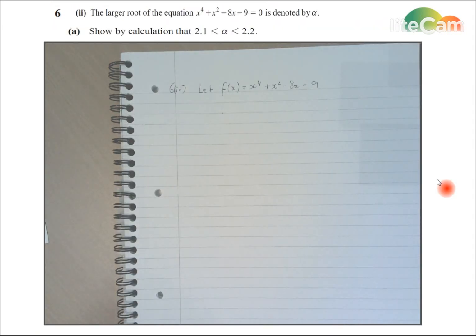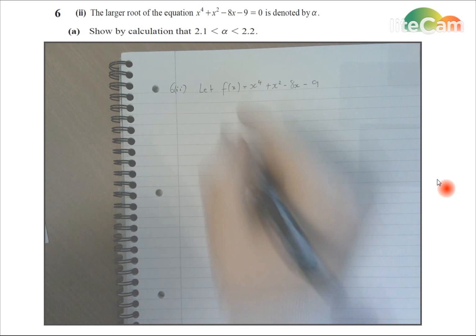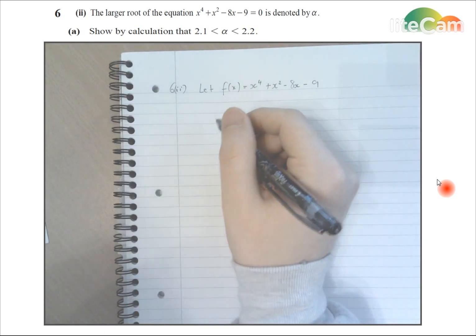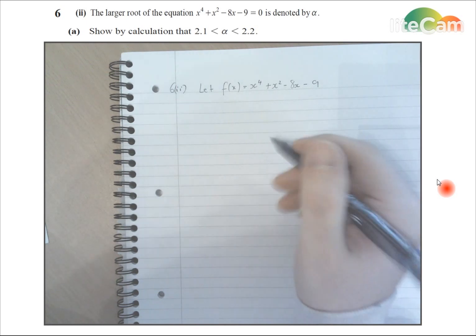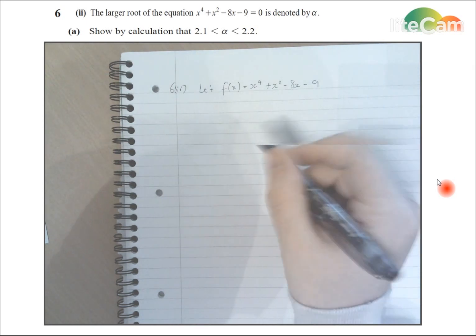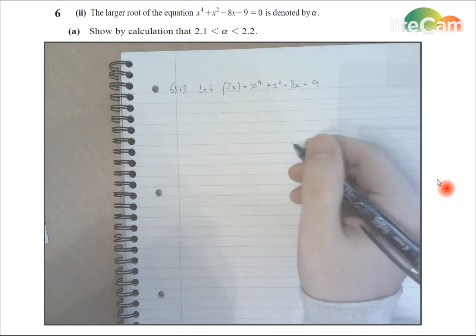Question 6, part 2. The larger root of the equation x to the power 4 plus x squared minus 8x minus 9 equals 0 is denoted by alpha. Show by calculation that alpha is between 2.1 and 2.2. So if we want to show a root is between two numbers and it's a continuous function, if we substitute those two numbers in and the answer of one is positive and the answer of the other is negative, then we know somewhere between those two values the answer must be 0, and therefore there's a root.